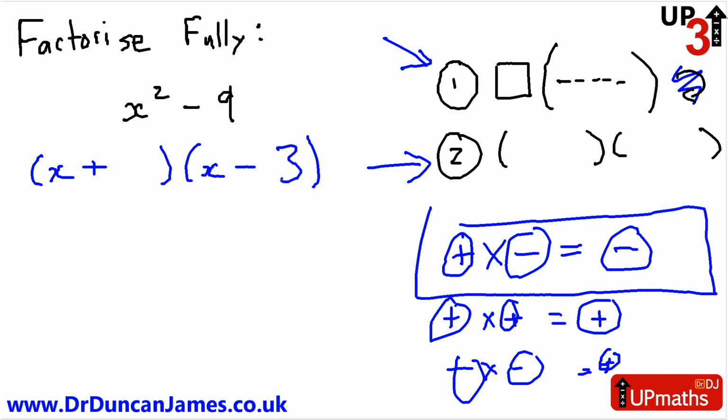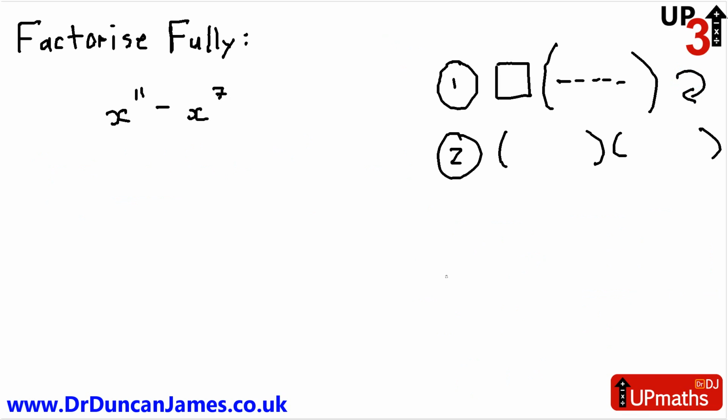And then you can use symmetry to work out it's a 3 and a 3. Or you might just recognise it as difference of 2 squares. But I don't think you need difference of 2 squares knowledge to answer a question like that. Let's do another one. Factorise fully.